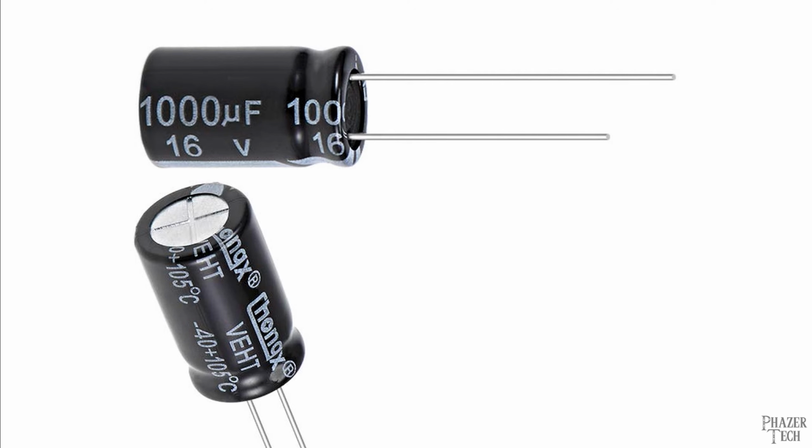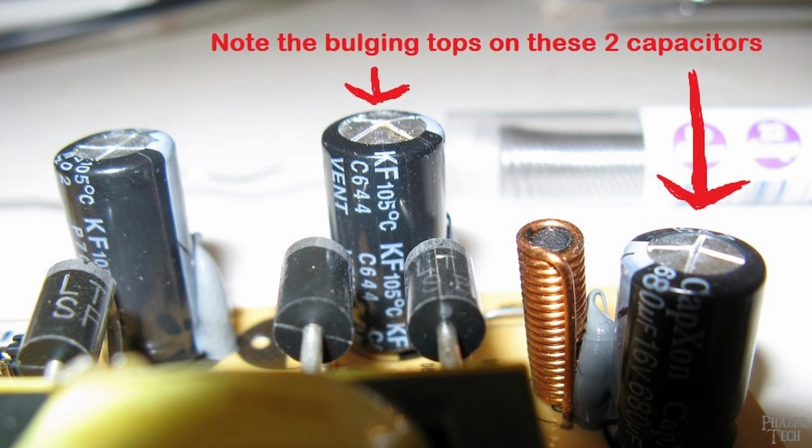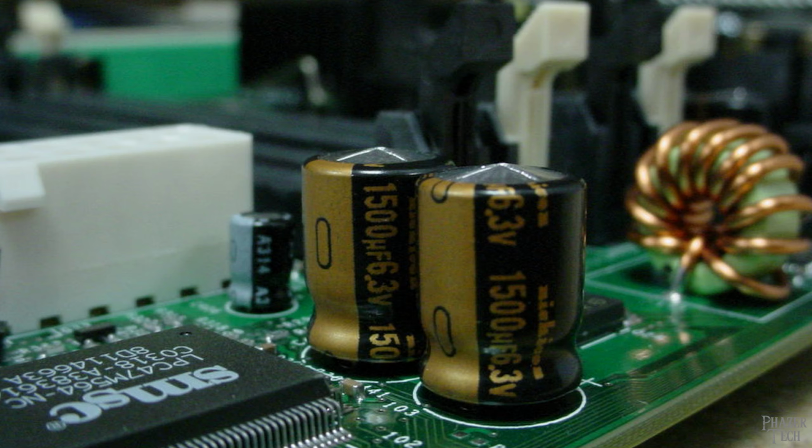So for example, if you have caps that are rated for 16 volts, then I personally wouldn't run more than 12 volts through them. This is especially true for electrolytic caps, which don't last as long as other types of caps. When these start to go bad, you'll notice the top will tend to bulge out.